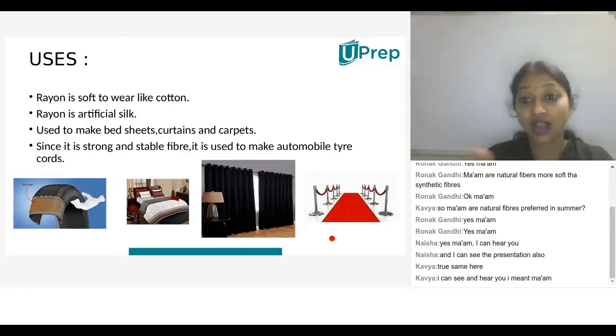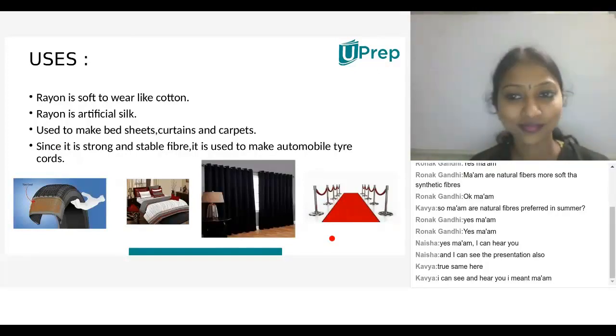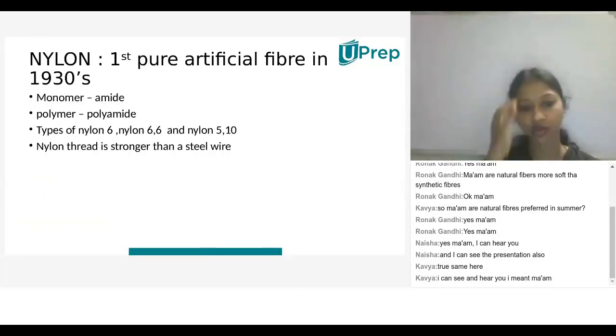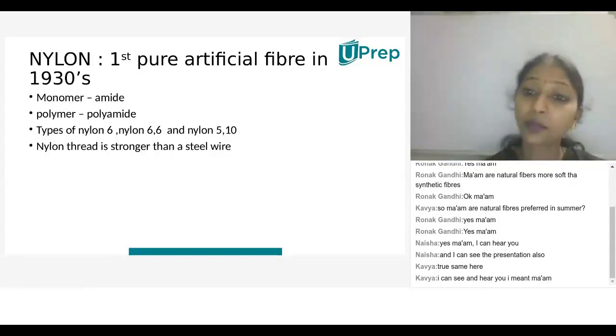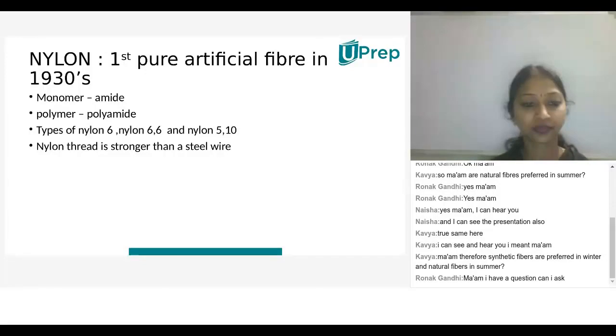So when we see that red carpet on the floor, how do we feel, children? We'll feel pleasant and happy, that richness. Am I right? Yeah, good. So all these are the uses of rayon. Nylon is a pure artificial fiber. Yes, during winter, synthetic fibers are very much preferable. Yes, Ronak, you can ask her.